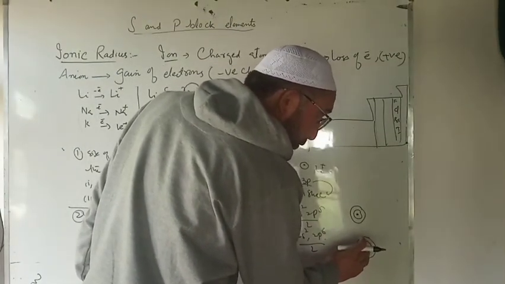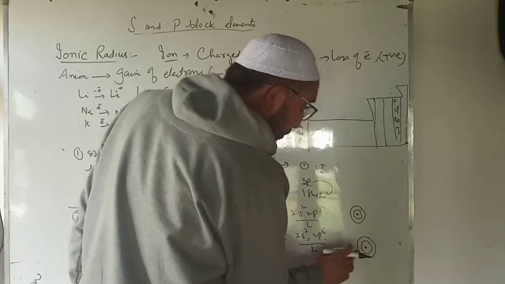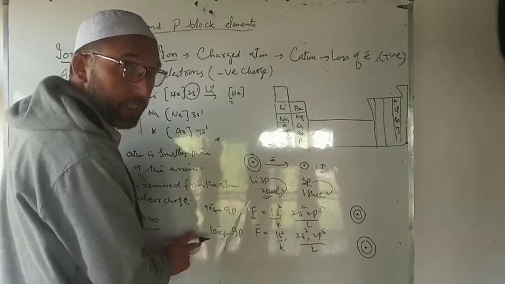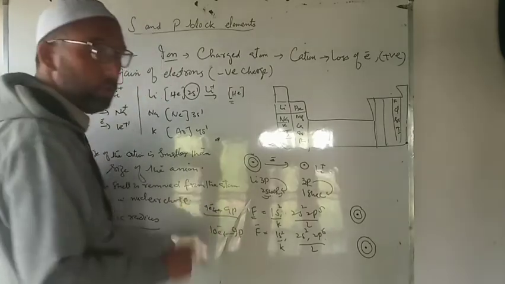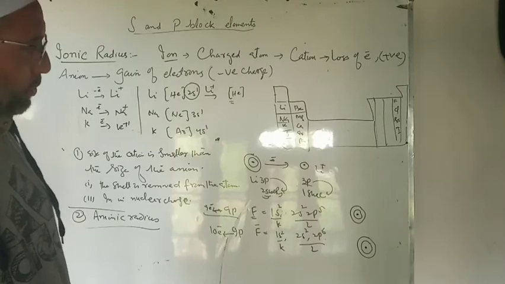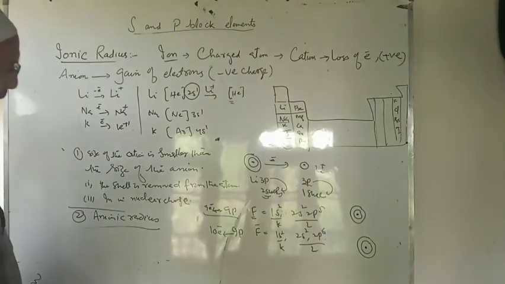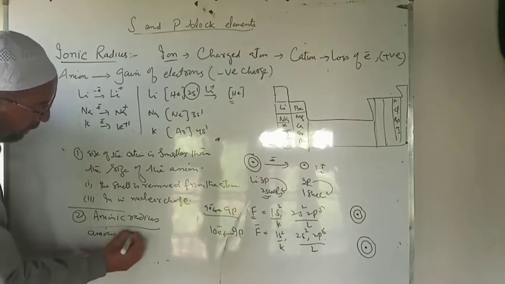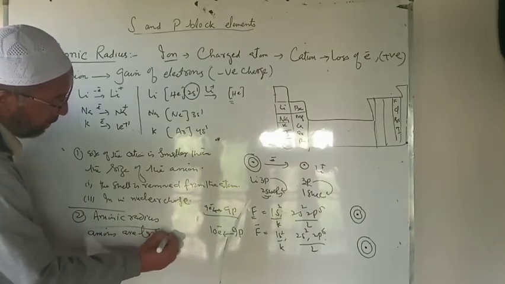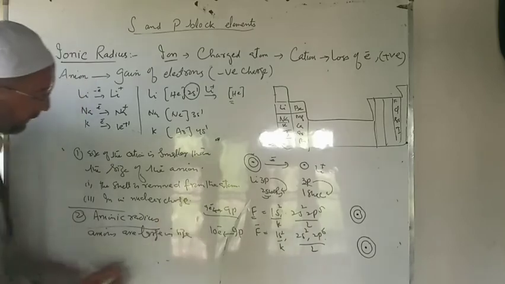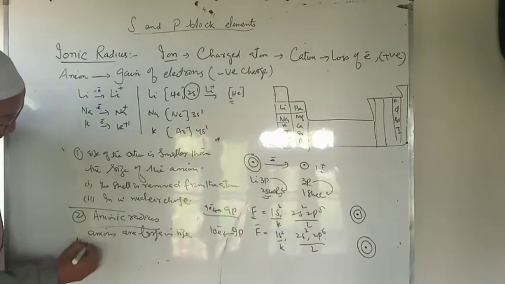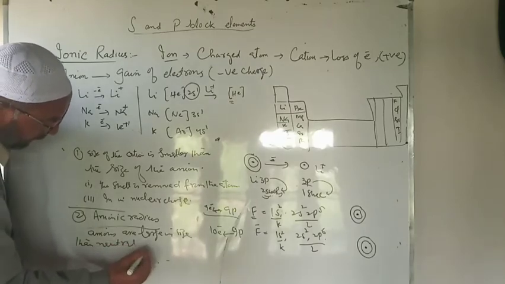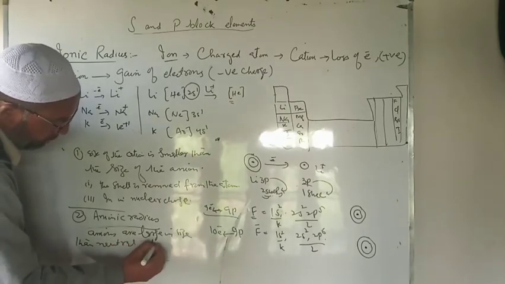Electron cloud will go a little away from the nucleus because the nucleus now doesn't attract the electrons as strongly as it used to in the case of neutral atoms. So we conclude that anions are larger in size than neutral atoms. This is opposite to that of cationic size.